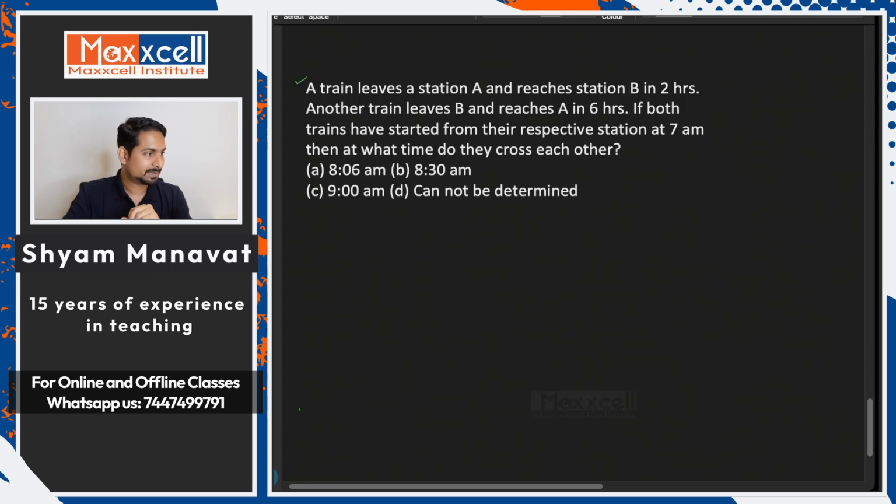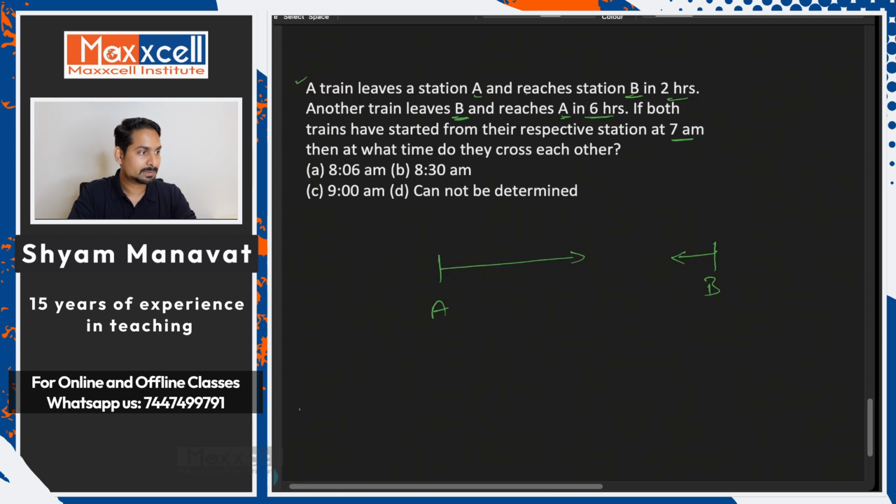So what is this question? So the question is, a train leaves station A and reaches station B in 2 hours. First train. Another train starts from B and reaches where? A. So both of them are moving in the opposite direction. Let's say this is station A and this is station B. So the other train starting from B covers the distance in 6 hours. If both trains have started from their respective stations at 7 a.m., both of them starting together, then at what time do they cross each other?